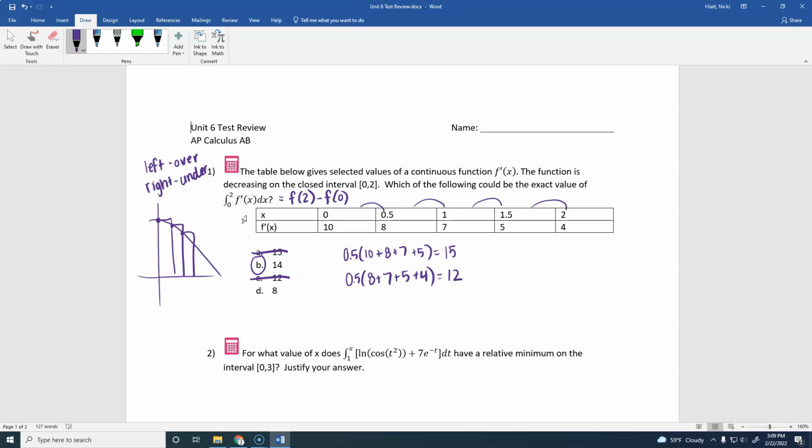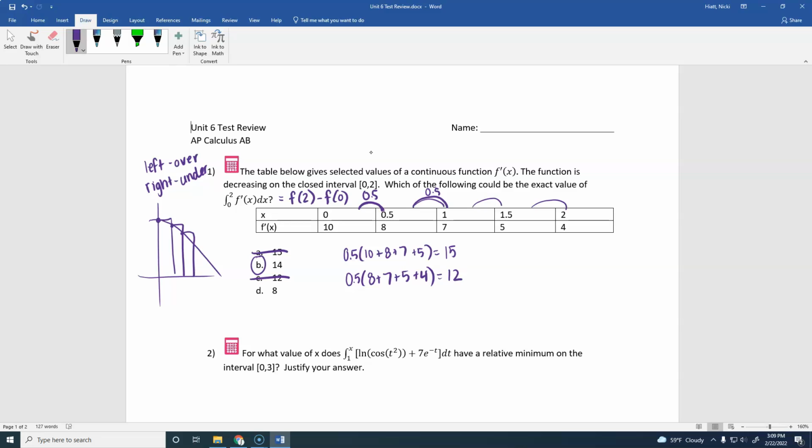Did you have a question on this one, Thomas? Why do we use 0.5? That is the width of each rectangle, because from 0 to 0.5 is 0.5, and from 0.5 to 1 is 0.5. Since they're all the same, I just pulled it out front instead of doing 0.5 times 10 plus 0.5 times 8 plus 0.5 times 7 plus 0.5 times 5. But you could do it that way also.